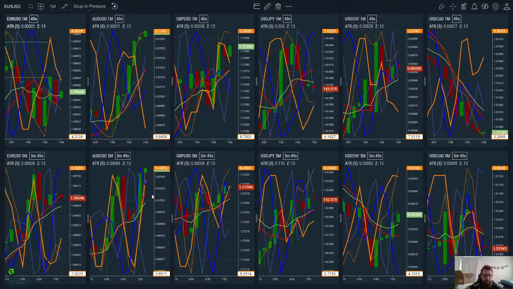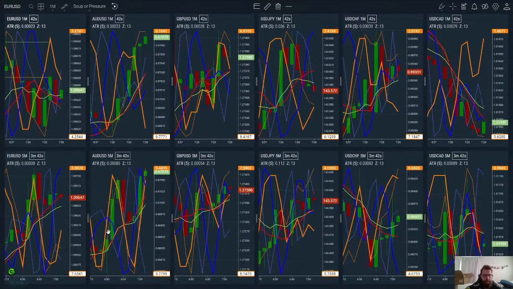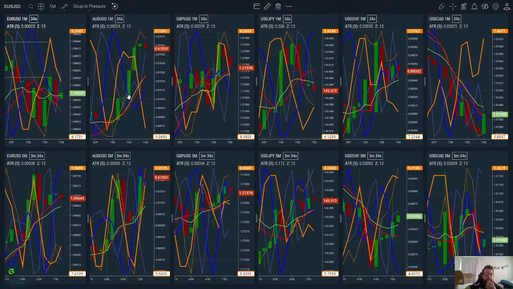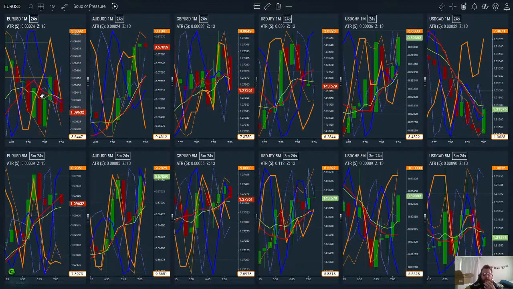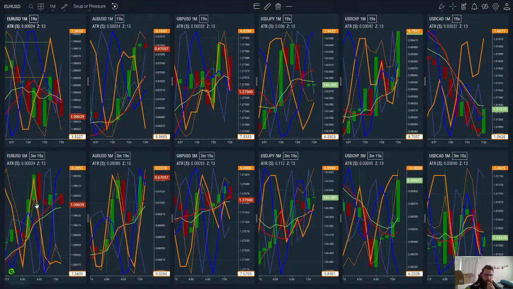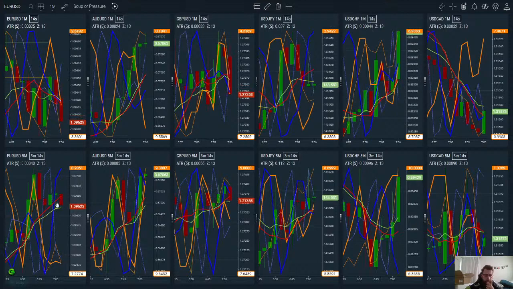The Aussie's looking like it's not going to be showing any signs of stopping here anytime soon. What I don't like about the trade that we're currently in right now, the euro, is that this looks like it's rounding out. It looks like it just might want to reverse and start going down.